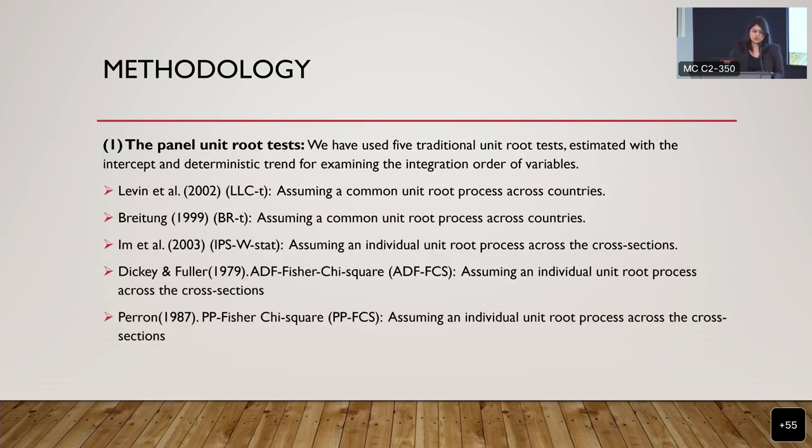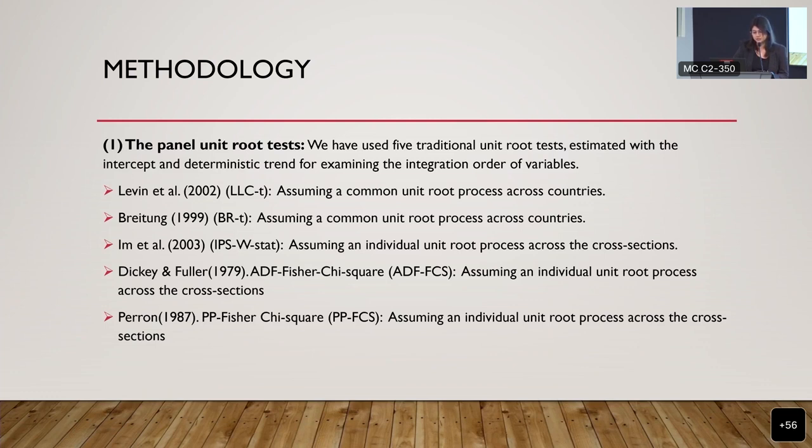So come to the panel unit root test. There are so many unit root tests, and we have chosen 5 standardized unit root tests. The first one is Levin et al., which is the LLC Levin-Lin-Chu test. Then Breitung, then Im et al., and the last 2 are the augmented Dickey-Fuller Fisher chi-square test and the PP Fisher chi-square test.